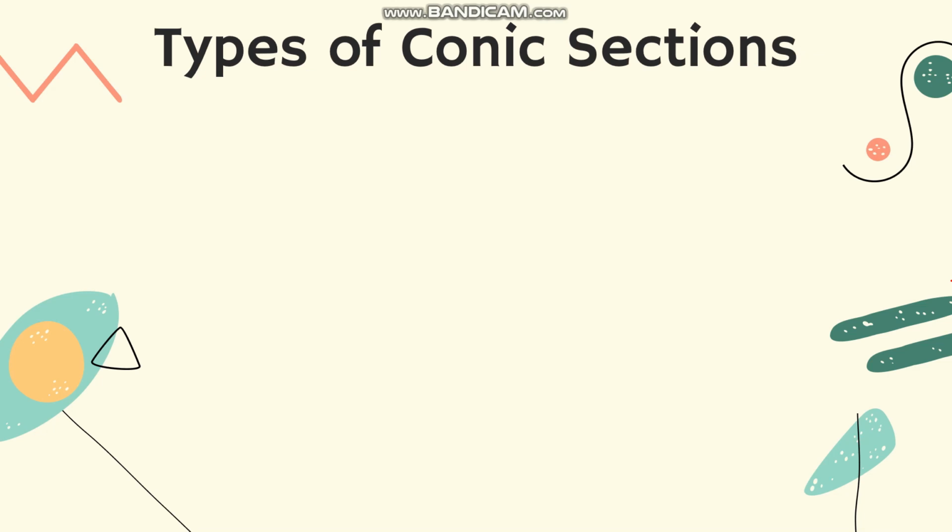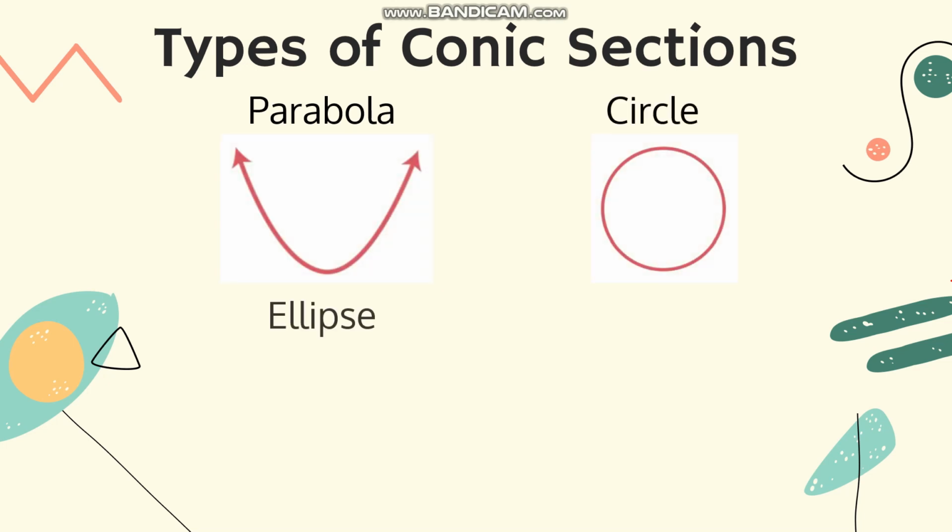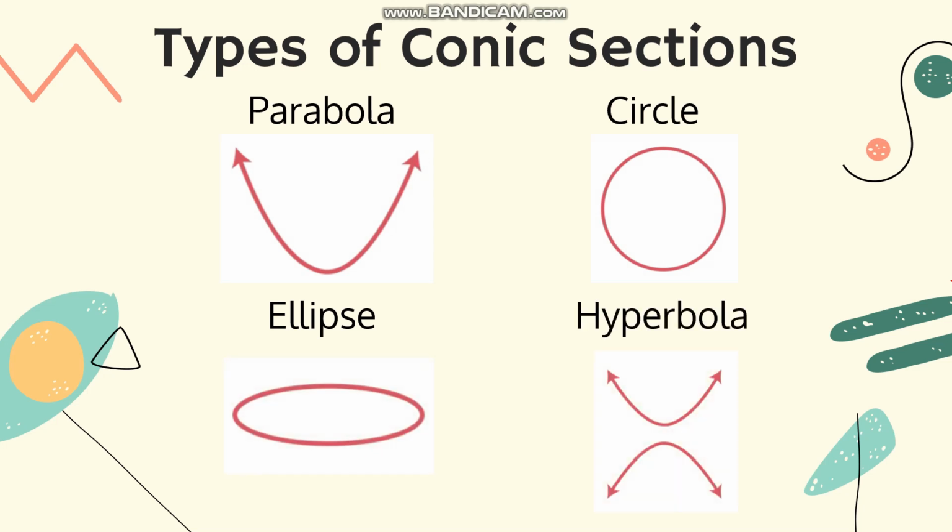So to recall the types of conic sections, we have 4. First is parabola. Next is circle. We also have ellipse. And we have hyperbola. We will discuss them one by one, and we will start with circle first.